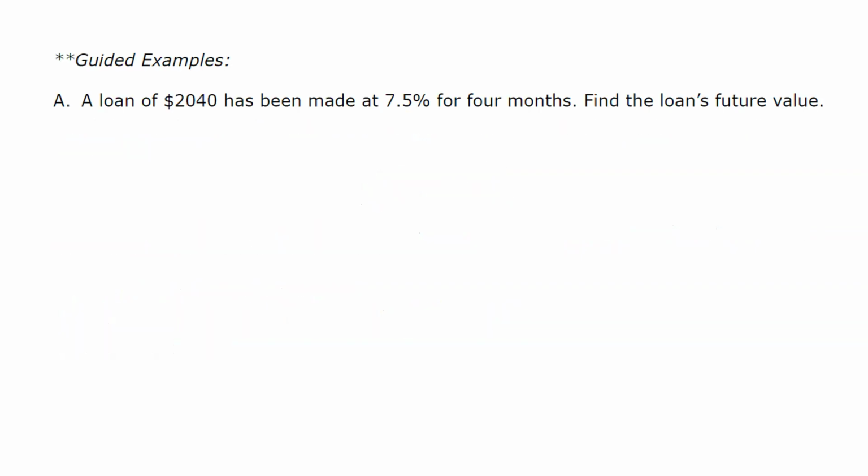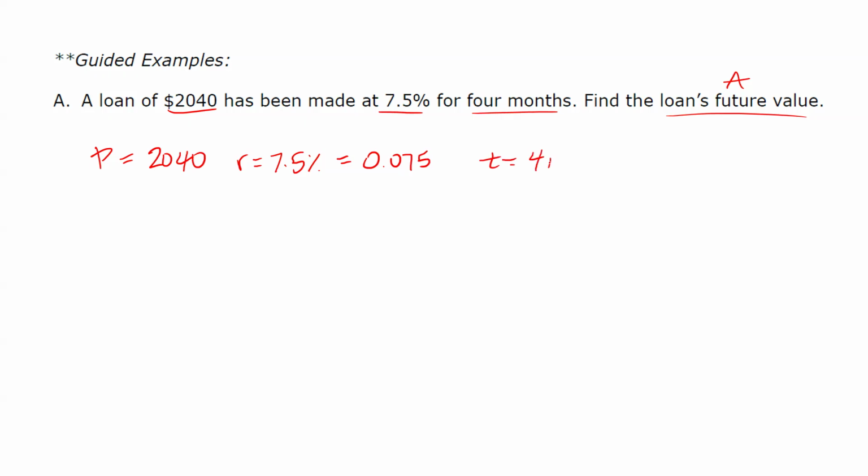So in our guided examples, our first one states that a loan of $2,040 has been made at 7.5% for 4 months. We want to calculate the loan's future value. So we know the future value here is the letter A. Let's list out all that is given to us. We know the principal of the loan was $2,040. We know the rate is 7.5%, which is 0.075. And we know the time is 4 months.